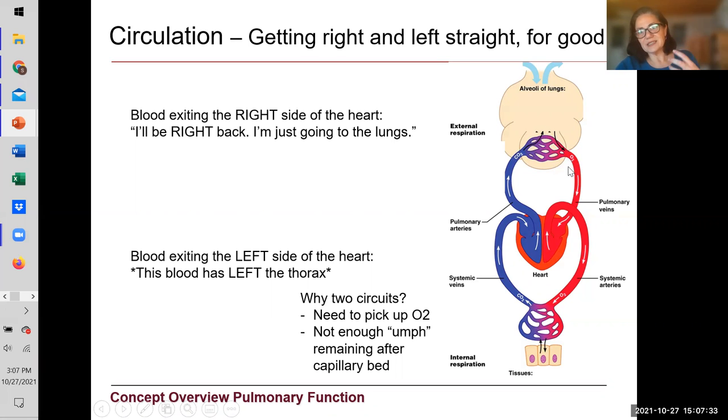And so to travel as far as it needs to go to oxygenate the brain and the tissues elsewhere in the body, it needs more push, it needs more oomph, the technical term. And that's the return to the pump. It needs another pump so that it can get through the next capillary bed it has to get through. So that's what the two circuits are about.